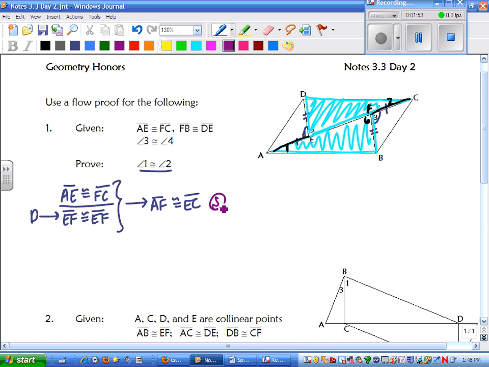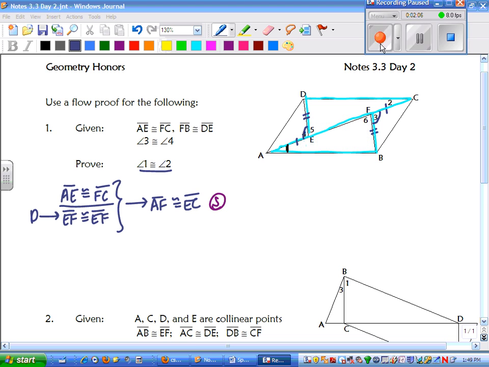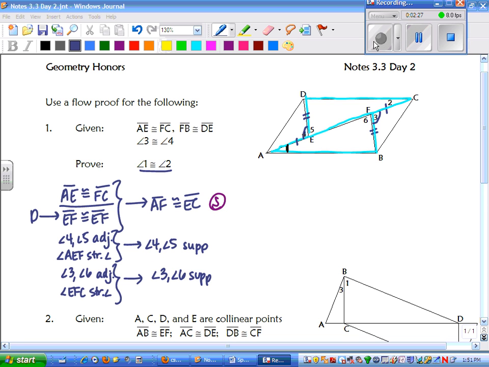but I still need a little bit more information. Let's look at our angles right now. I have angle 3 and angle 4. Well, 4 is right next to 5. Those two are adjacent. Okay, so since 4 and 5 are adjacent, and angle AEF is a straight angle, I can say 4 and 5 are sup. Okay, 4 and 5 are going to be supplementary. Same with 3 and 6. So go ahead and write angle 3 and 6 are adjacent. Angle EFC is straight, and 3 and 6 will be supplementary.